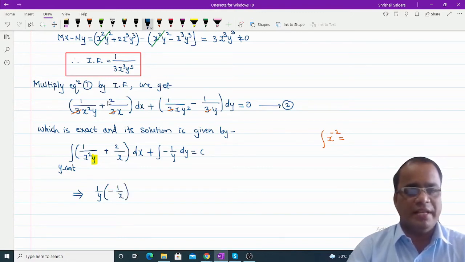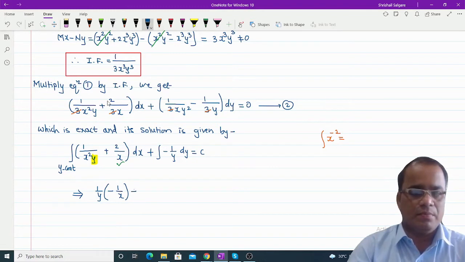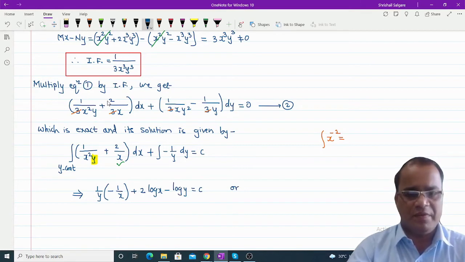Now, integration of the next term. What is that term? 2 by x with respect to x. 2 log x. Next term is minus, I may write this as log y, is it right? Equal to c. Or further, if you want to simplify, the first term is minus 1 upon xy plus 2 log x minus log y equal to c.